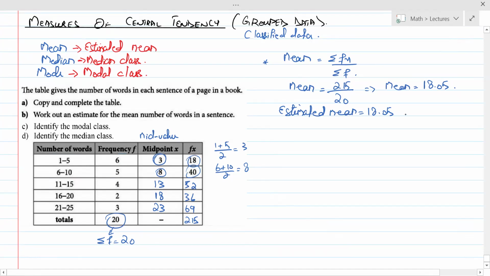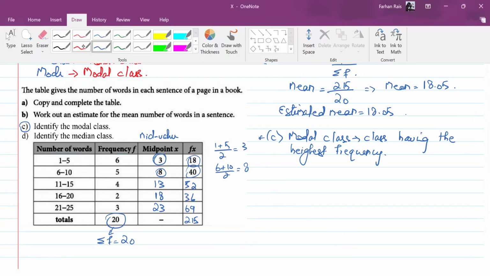Now part C, this is about finding the modal class. So modal class in this case would be the class having the highest frequency. So looking at this data set, we have to look for the class having the highest frequency.